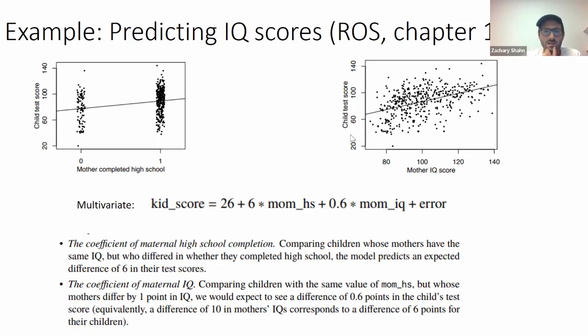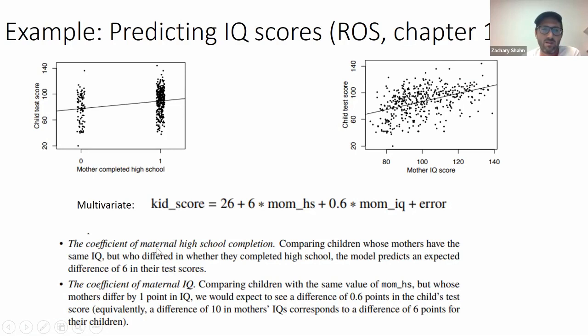So this is the regression right here. The conditional expected value of the kid's score given the predictors is equal to beta 0, 26, plus beta 1, 6, times x1, the indicator of whether mom completed high school, plus beta 2, 0.6, times x2, the mom's IQ. The interpretation of each coefficient is in terms of a comparison between groups who differ on the variable of interest but have the same value of the other variable.